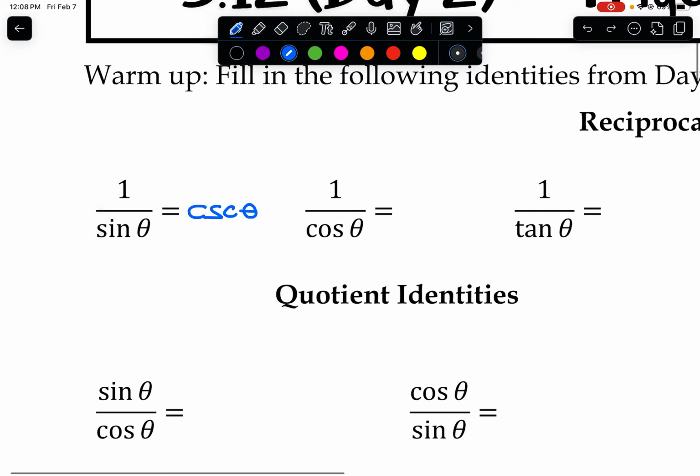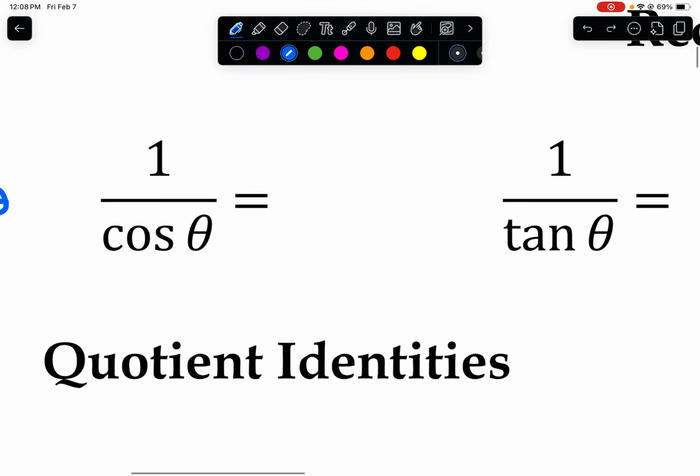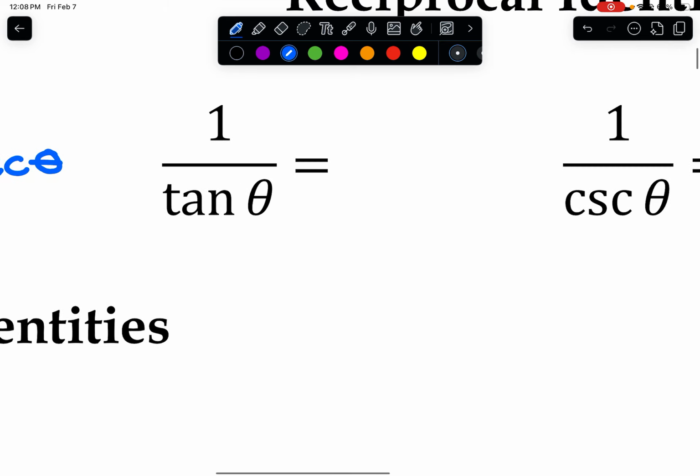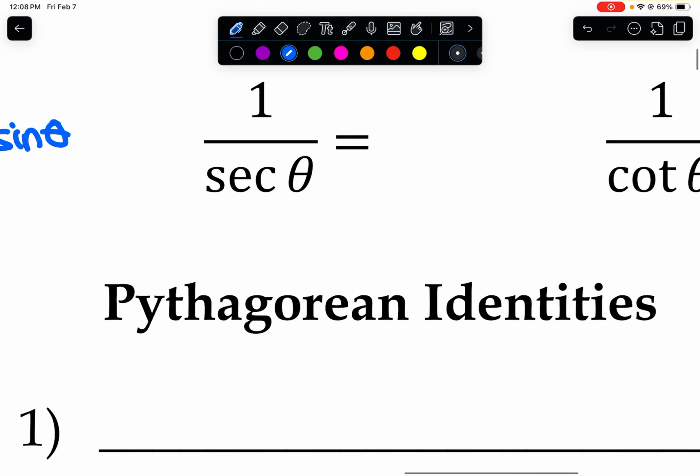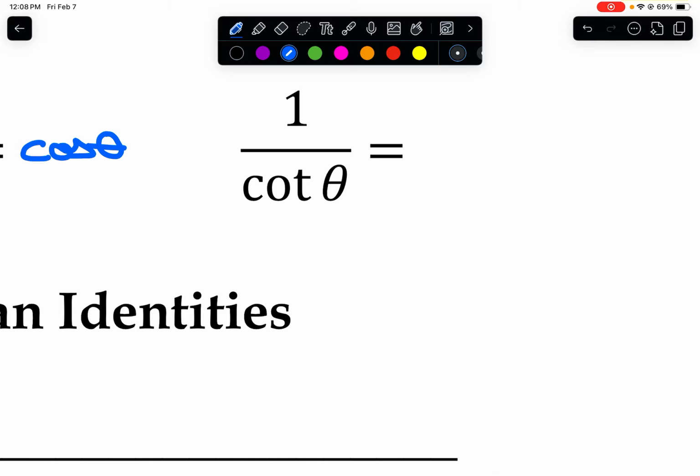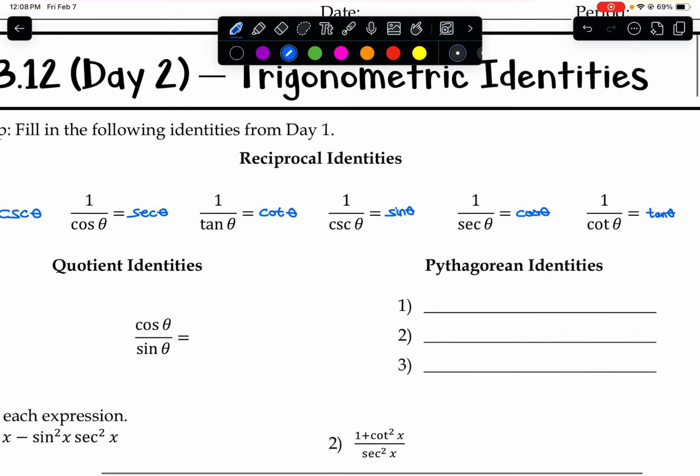Just kidding. All right, for the next one, 1 over cosine theta is going to be secant theta. And 1 over tangent theta gives you cotangent theta. 1 over cosecant theta gives you sine theta. 1 over secant theta gives you cosine theta. And 1 over cotangent theta gives you tangent theta. Ta-da! Those are your reciprocal identities.